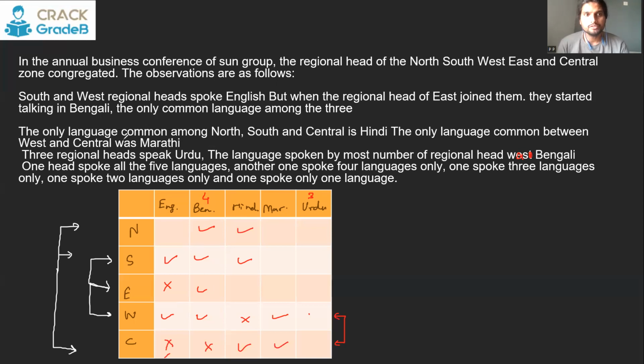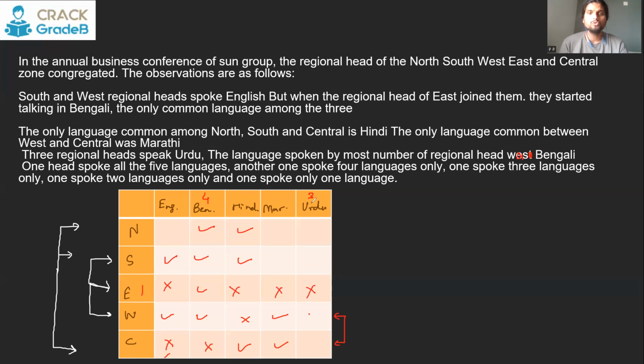Now we know one head speaks all 5 languages, one speaks 4, one speaks 3, one speaks 2, and one speaks only one language. So which of the 5 is the person who speaks only one language? Can it be the North one? No, because North already has 2. South already has 3 languages. East right now only 1. West already 3, and Central already 2. So the person who speaks only one language can only be the person from East. So we have to mark all 3 crosses in front of him. So East is the person who is speaking exactly one language.